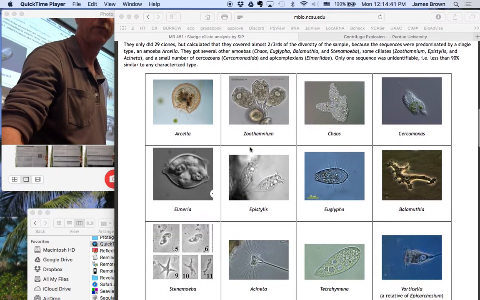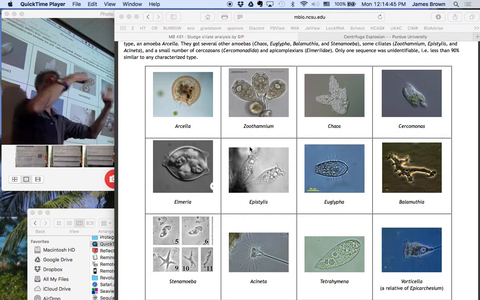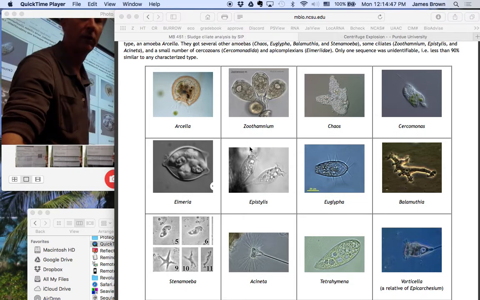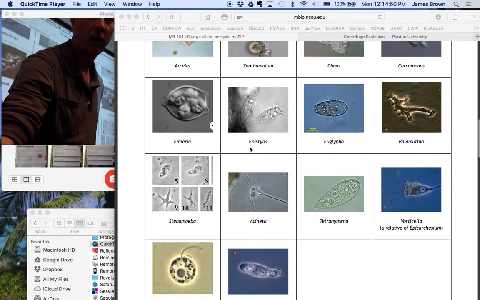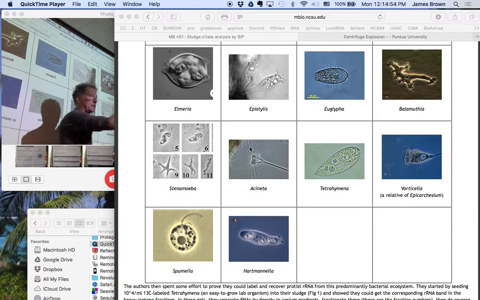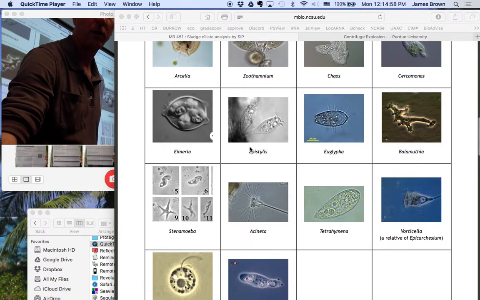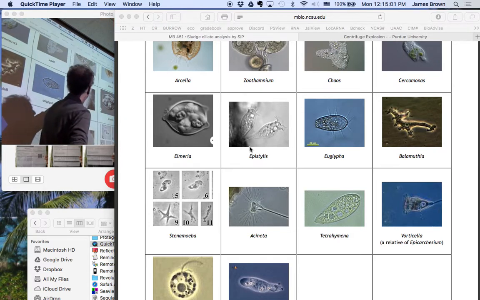Who are those guys? Zooxanthium. This is a filter feeder, right? It beats these flagella and pulls organisms out of solution. Where's Spumella? This is the same thing, right? It beats these flagella and picks up bacteria out of the liquid. And the other one was Epistylus, again, one of these paratrichous things.